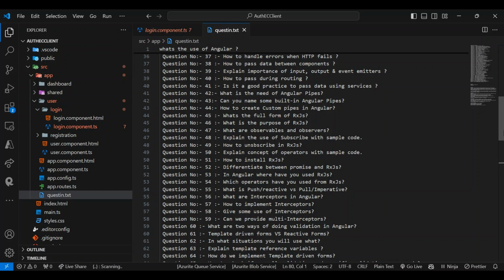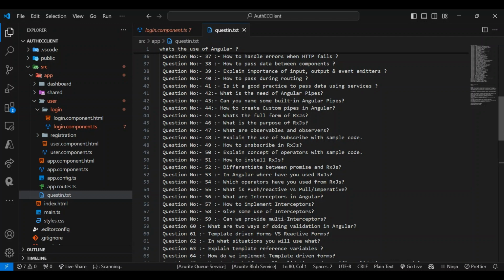In addition to that, they also ask, if we have multiple modules, is it yes or no? Based on the answer you give, they will follow up with questions. Yes, we have multiple modules in Angular, so how you can pass the communication from one module component to another one, that one also you have to give the proper answer.